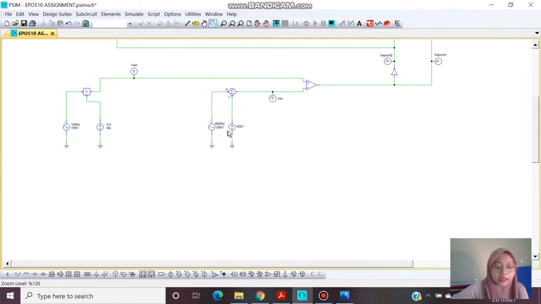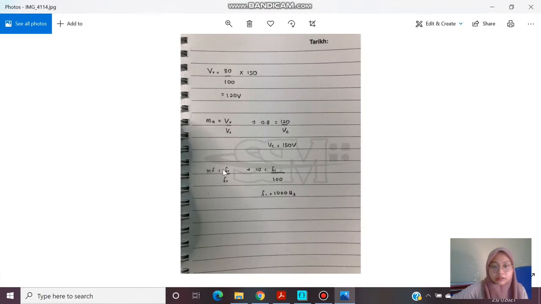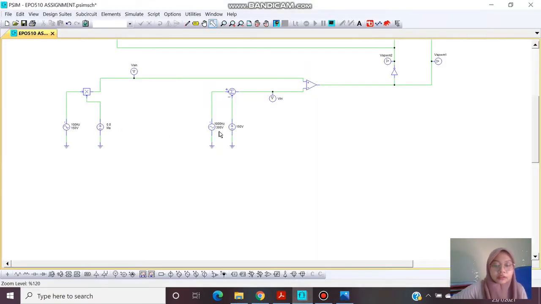Then this is the voltage peak to peak, and this is the carrier frequency. How do I get 1000 hertz? From the calculation. As we know, the carrier ratio is 10, so we multiply it with the 100 hertz frequency, and then we get the carrier frequency here. So we put it here.